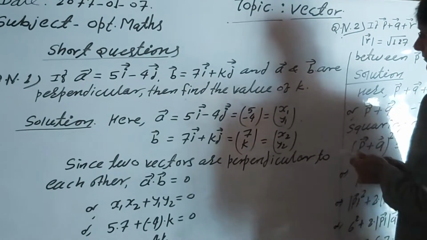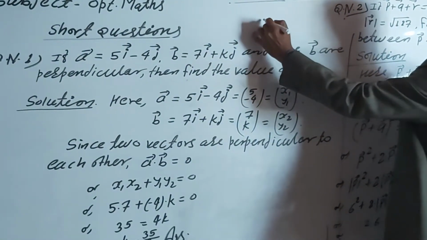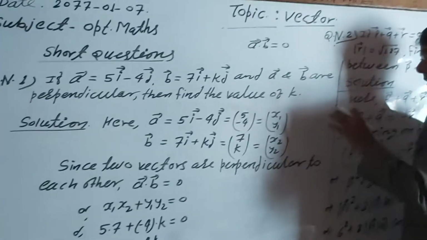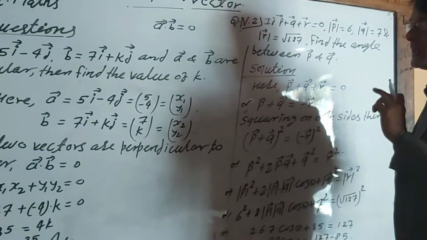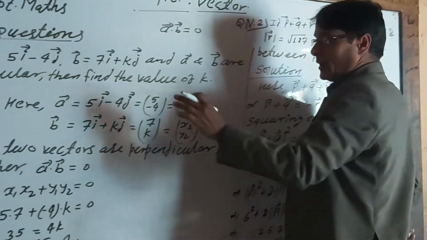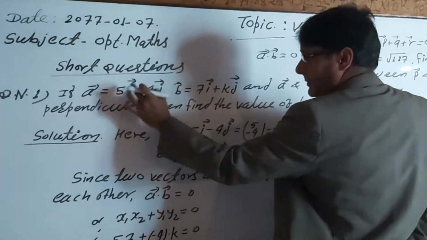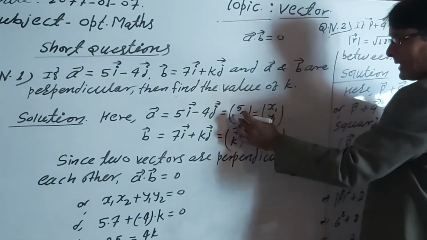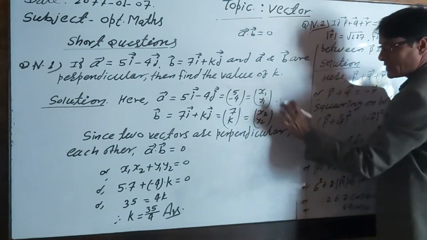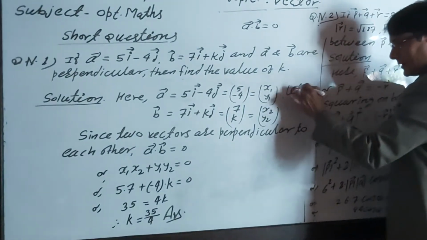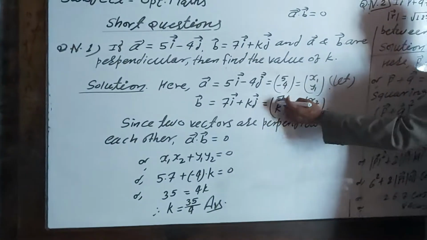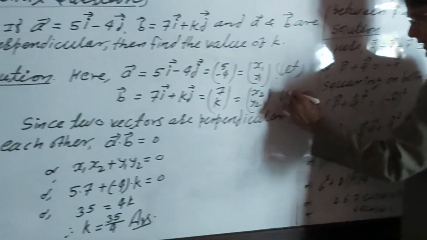First of all, look please. If any two vectors are perpendicular, then their dot product A dot B is equal to 0. Vice versa, if A dot B is equal to 0, then vectors A and B are perpendicular. So here vector A equals 5i minus 4j, which in column form we can write as (5, -4), and it is (x1, y1) suppose. Then vector B equals 7i plus kj, which is (7, k), equal to (x2, y2).